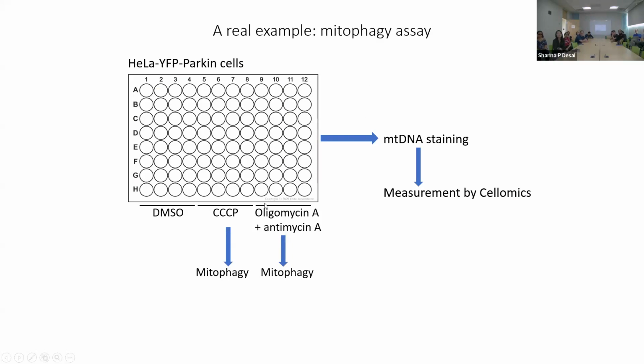In columns 1 to 4 is DMSO, which is the control. Columns 5 to 7 is one treatment, and 9 to 12 is the second treatment. Both can induce autophagy. Here target 1 is a wild target, and target 2 is a mitochondrial gene.